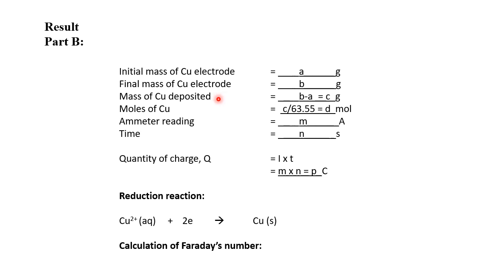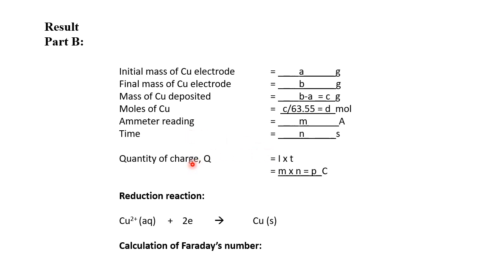Then based on the mass, you have to find the number of moles by dividing the mass of copper deposited by the molar mass. Then take the ammeter reading, and always check the functionality of the ammeter, and then the time taken. According to the lab manual it is 15 minutes, but it depends on your experiment.